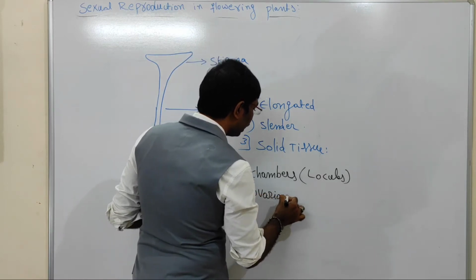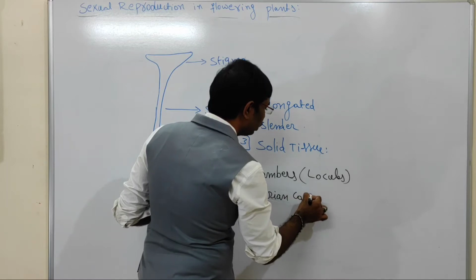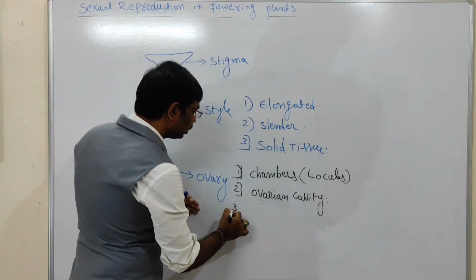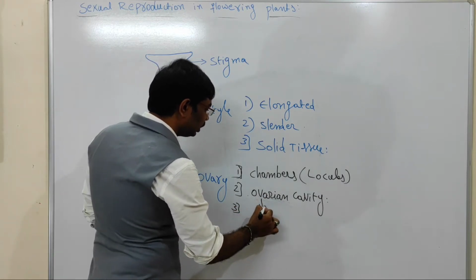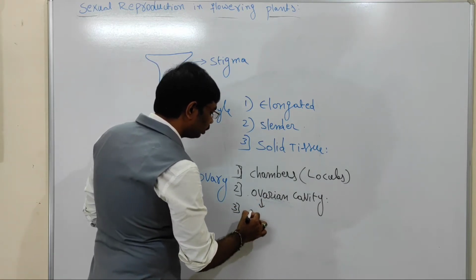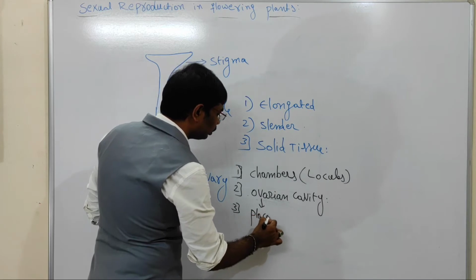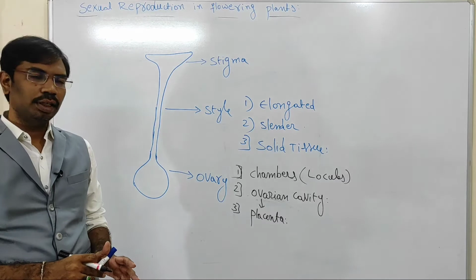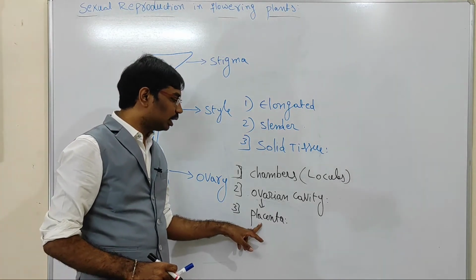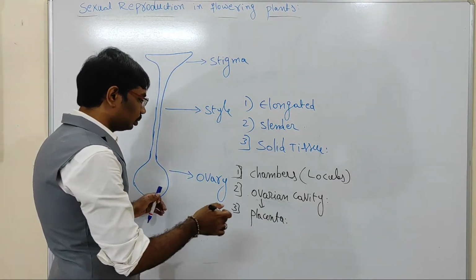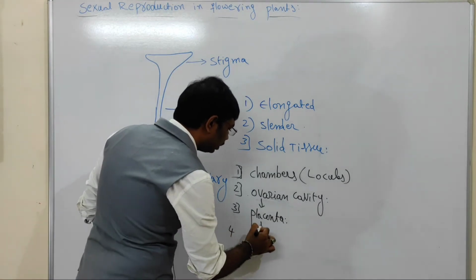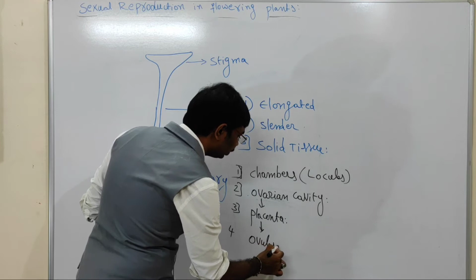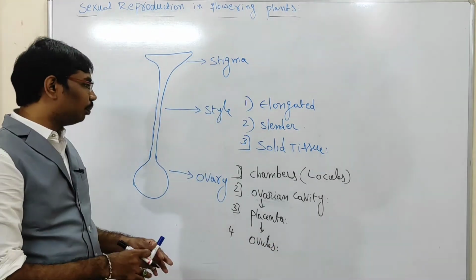The ovarian cavity contains the placenta. Placenta is present inside the ovarian cavity, and the placenta is attached to the ovules. Ovules are attached to the ovary with the help of the placenta.